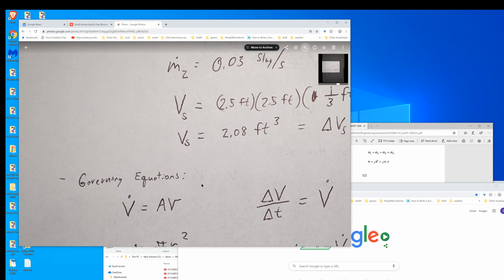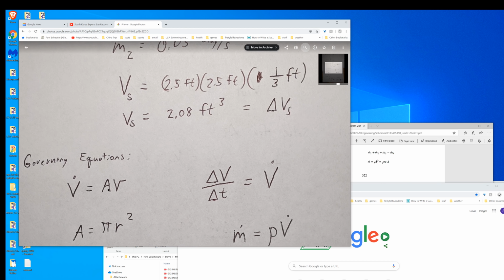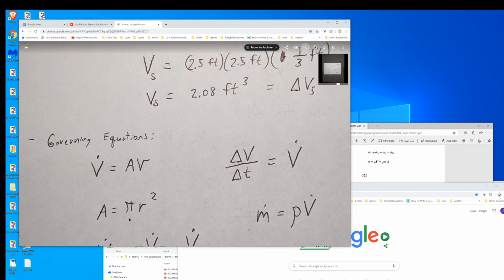All right, governing equations. The way I approached it was volume flow rate. You'll see the publisher's solution did a mass flow rate, but to solve it, I did it with volume flow rate. So here are some governing equations. Here's our cross-sectional area times our velocity equals our volume flow rate. And the cross-sectional area of a cylinder, or a circle, that is.